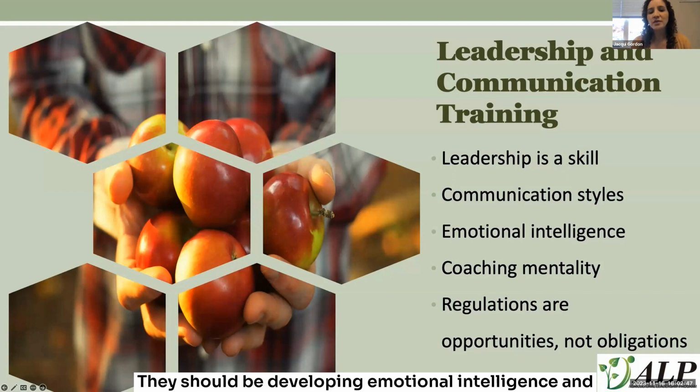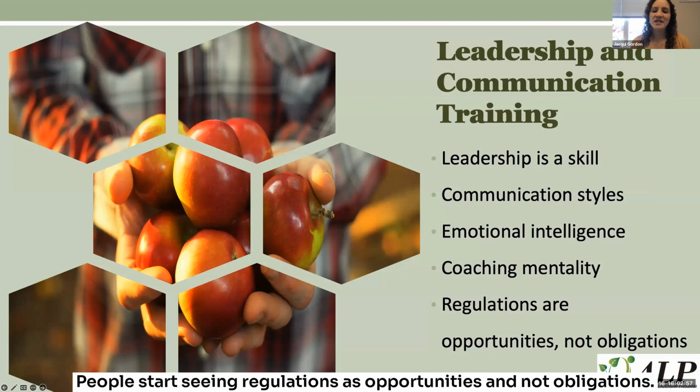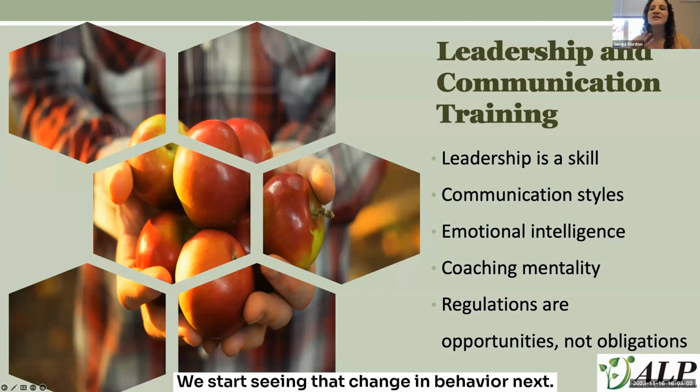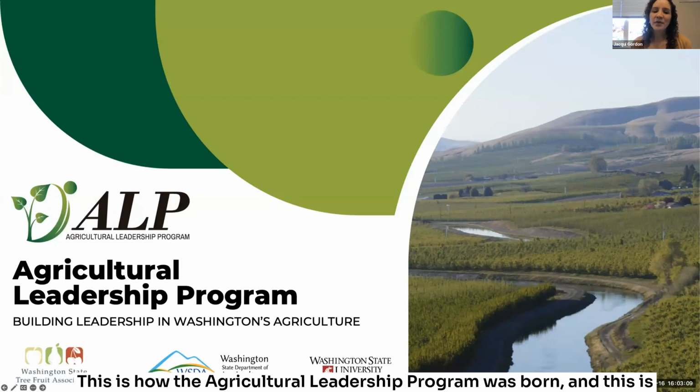They should be developing emotional intelligence and a coaching mentality to deal with people that resist implementing regulation. With that coaching mentality, people start seeing regulations as opportunities and not obligations. And this goes back to Billy's point. We start seeing that change in behavior. This is how the Agricultural Leadership Program was born.